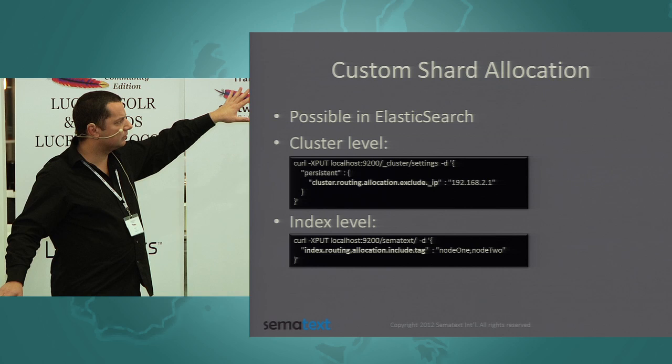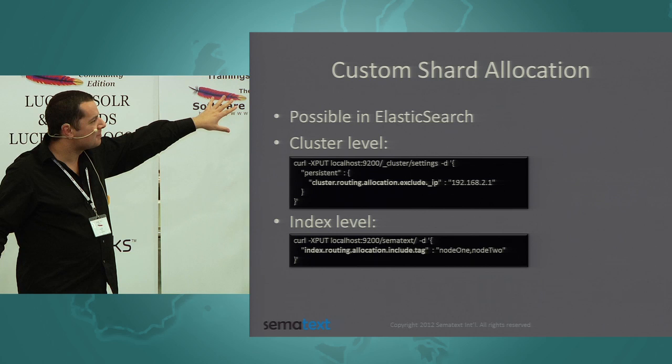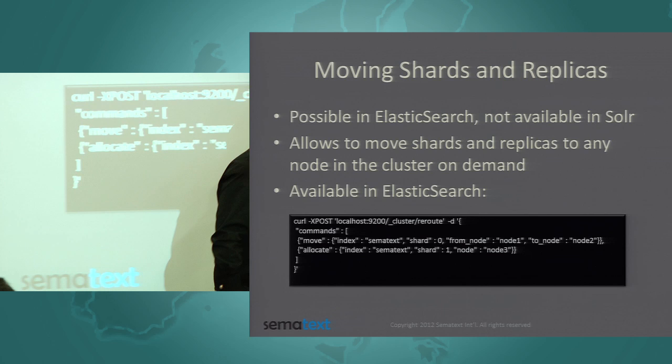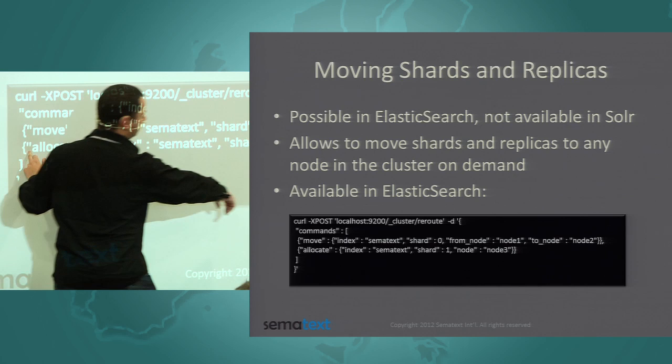If you want to know more about it, please get me after the talk. But let's go to the commands of routing and moving the shards. You can see that, for example, here you can move shard 0 from the index Sematext from node 1 to node 2. And, for example, an unallocated shard may be allocated to node 3. That's possible on the fly. You can do that without any problems.